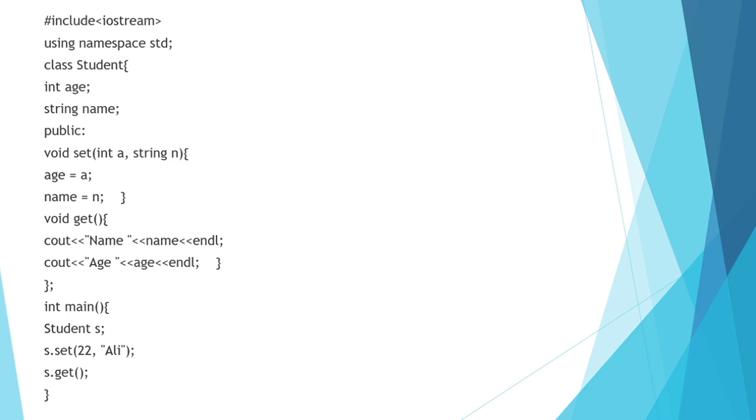In the main function, an object s of the student class is created. The set function is called with the arguments 22 and Ali, which initializes the object's age and name attributes. The get function is then called to display the values stored in the object. The program intends to showcase the concept of encapsulation by defining and using class methods to set and retrieve data members.